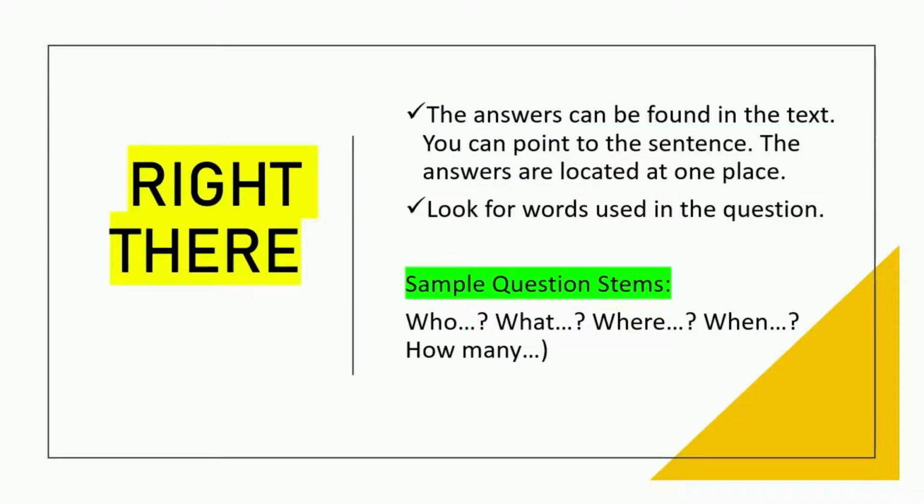The first type is right there, and the answers can be found directly in the text. You can just point to the sentence with the answers in it. It is located at just one place. So you look for words which are used in the question. We call them keywords. Sample question stems are who, what, where, when, how many.